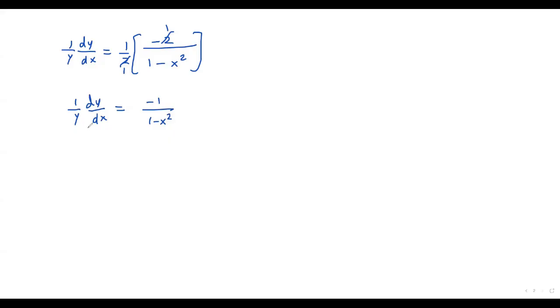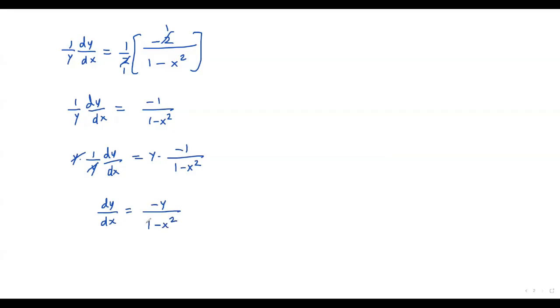Now to solve for dy over dx, I have to get rid of this denominator y. For that, I have to multiply both sides of this equation by y. Let me do it. y times 1 over y times dy over dx equals y times negative 1 over 1 minus x square. Here this y will cancel out. Then I'm getting dy over dx equals y times negative 1, which is just negative y over 1 minus x square.